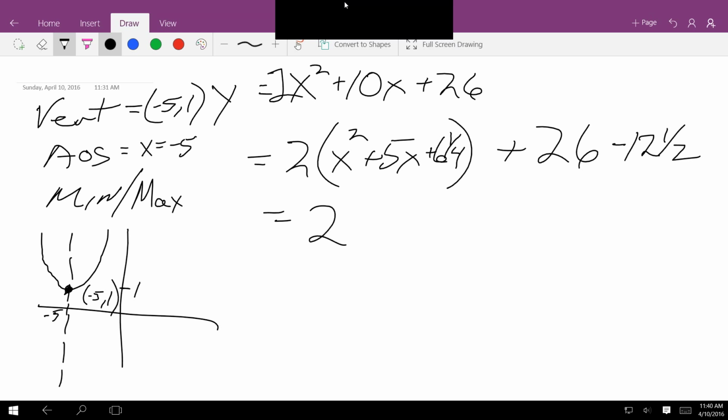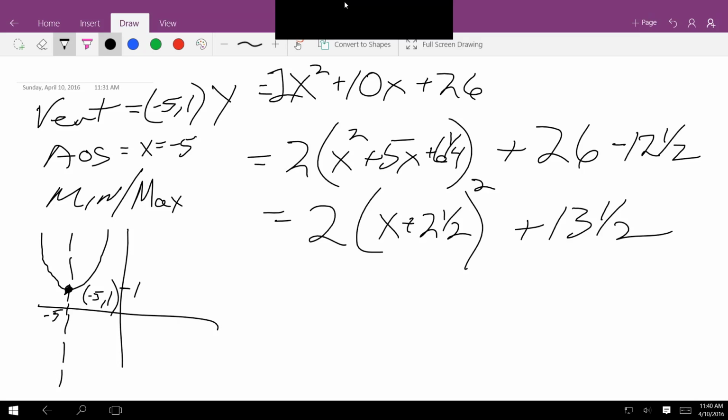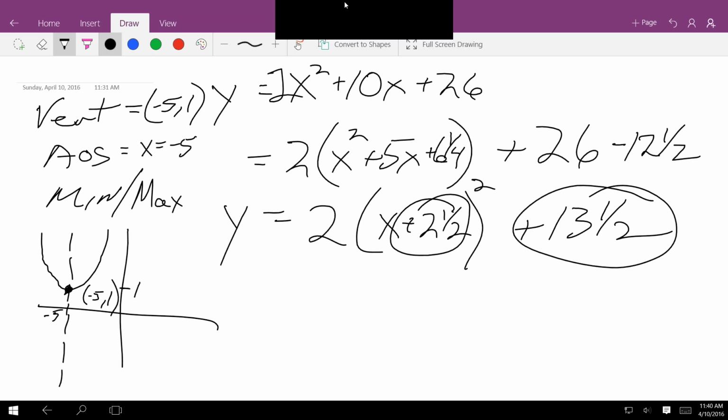But now we end up with x plus 2.5 quantity squared plus 13.5. Now I have it in vertex format. My vertex is at negative 2.5 and positive 13.5. So still doable. You just have to be pretty good with completing the square. It might have been easier to get these answers by using minus b over 2a. But you should be familiar with both methods. Okay.